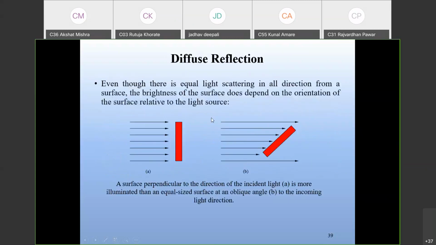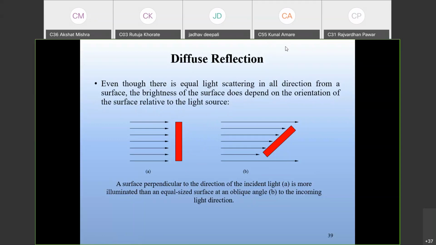Ambient light we consider here. Even though there is equal light scattering in all directions, we know that in diffuse reflection equal light is scattered in all directions from the surface. The brightness of the surface does depend on the orientation of the surface relative to the light source.